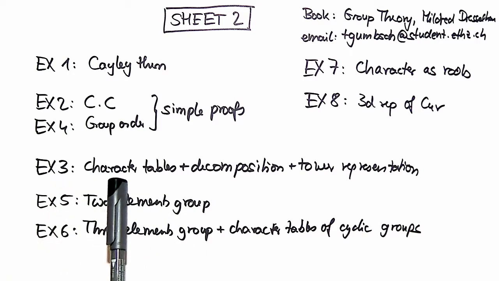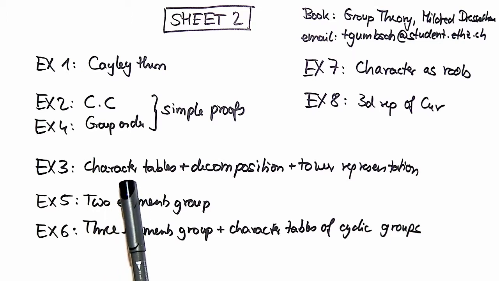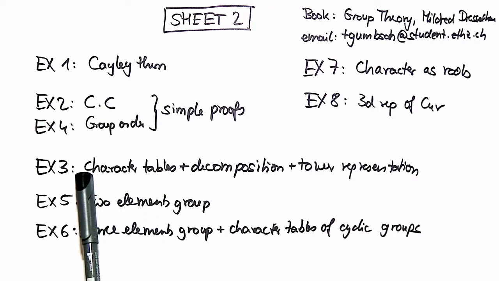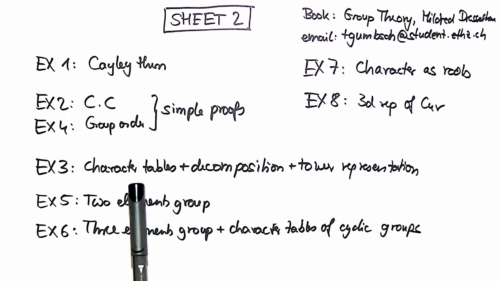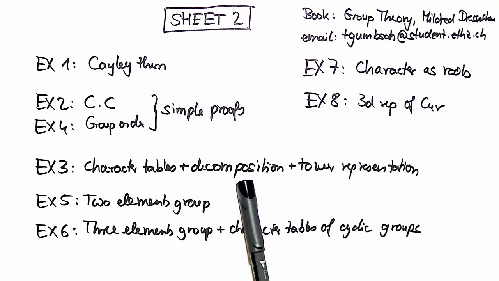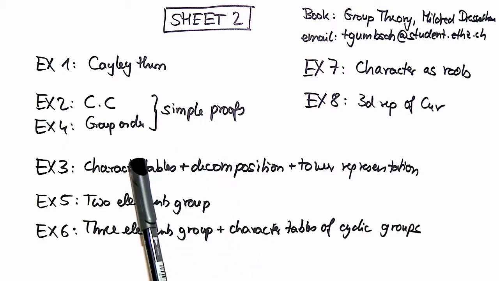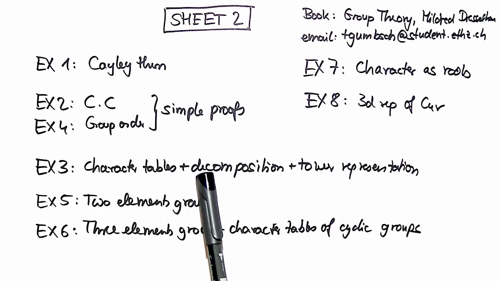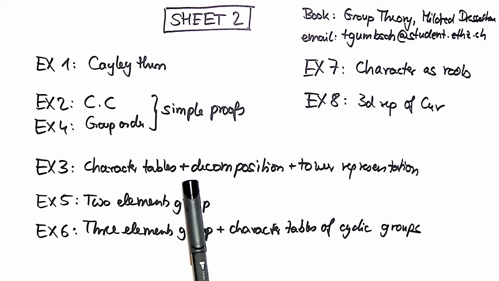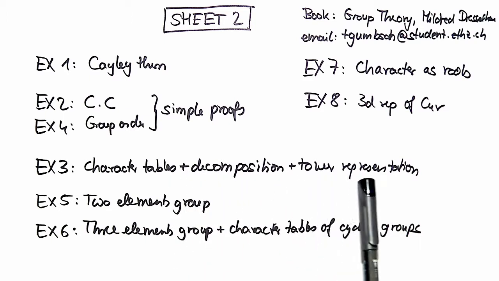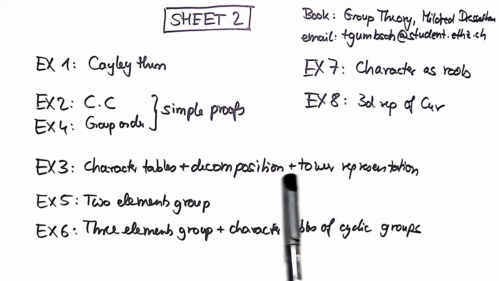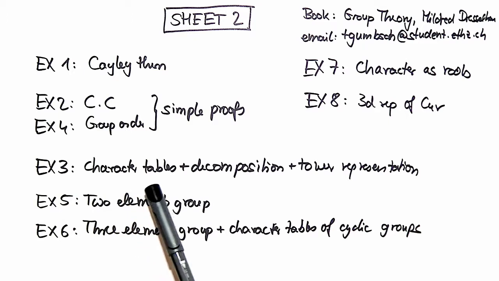Exercise 3 is the most important exercise in this sheet, and everything basically evolves around that. You have character tables and decomposition of reducible representations in that, and I go thorough on that, but not very slow, so it's easy to watch. It's not longer than 10 minutes, and you really learn a lot from that video. Also, there's the tower representation explained, and you should watch that actually.